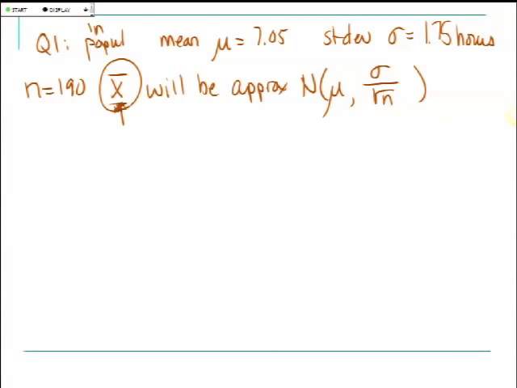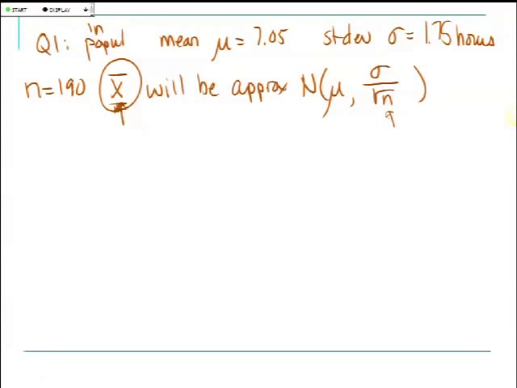Individual amount of sleep can vary, give or take almost 2 hours, 1.75. But if you were to take 190 measurements and average them, you would hope that that X bar would be pretty close to the true mean mu. And how close would you expect it to be to that true mean mu? Well, here's that average distance idea.